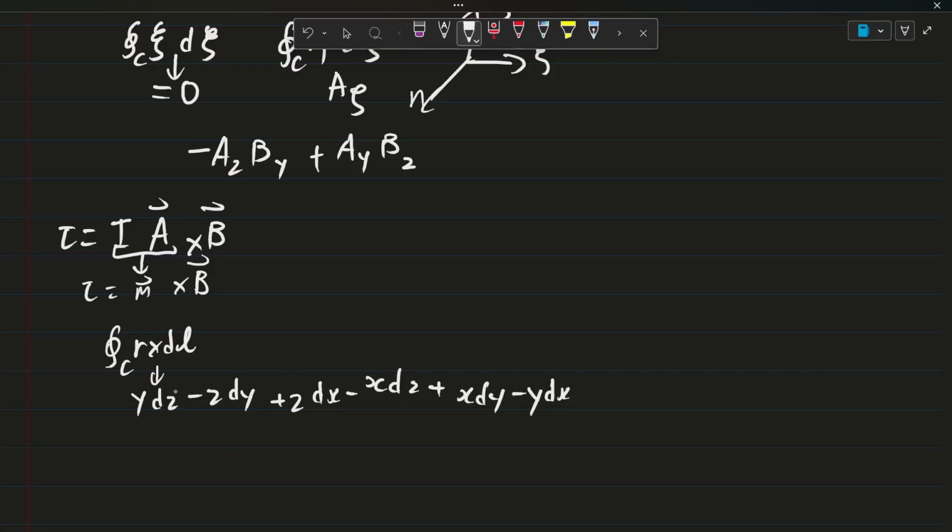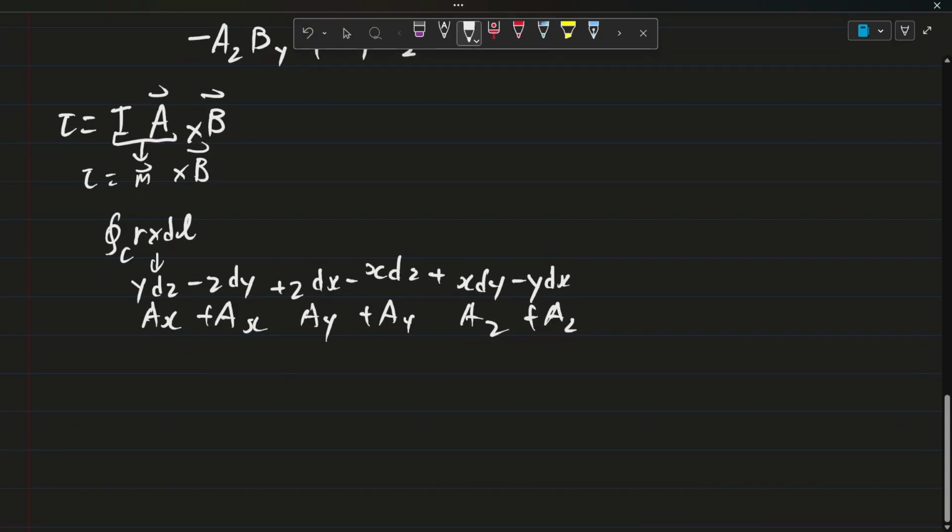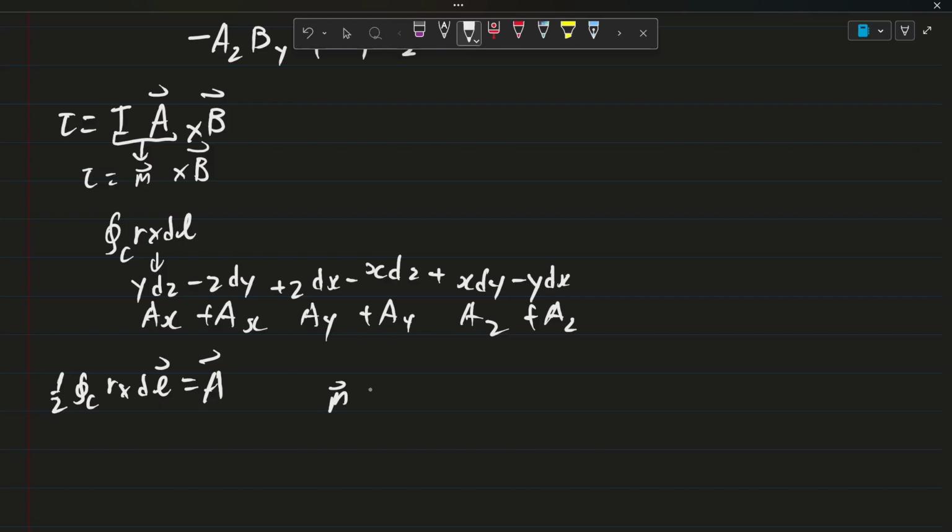And what you could end up having here is this would be ax, plus ax again, this would be ay and plus ay, and then az and plus az. So what you end up having is basically half times the closed integral of r cross dl vector is just the a vector. So you could technically also write the magnetic dipole moment to be half times the current times the closed integral of c of r cross dl vector, like so.